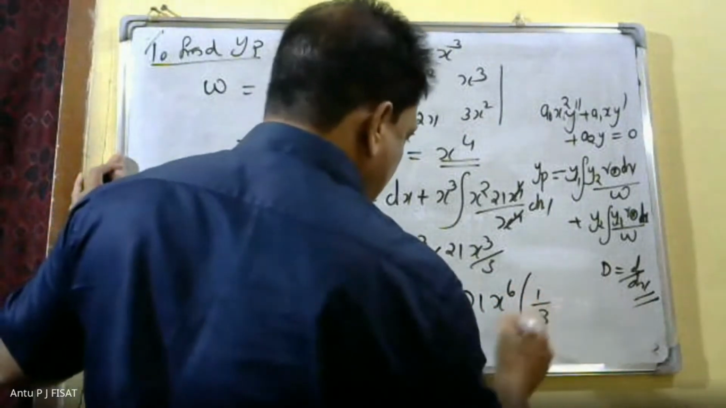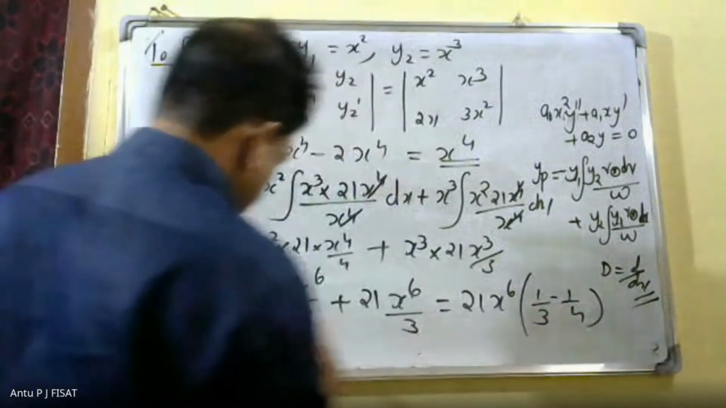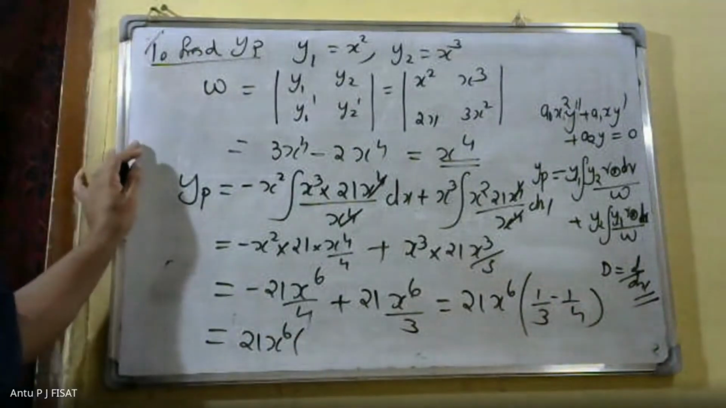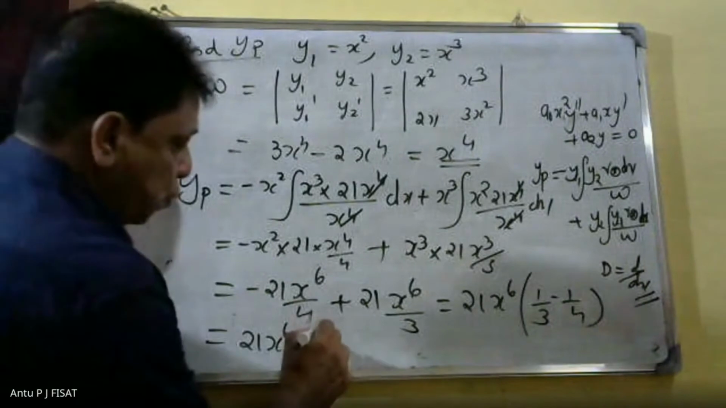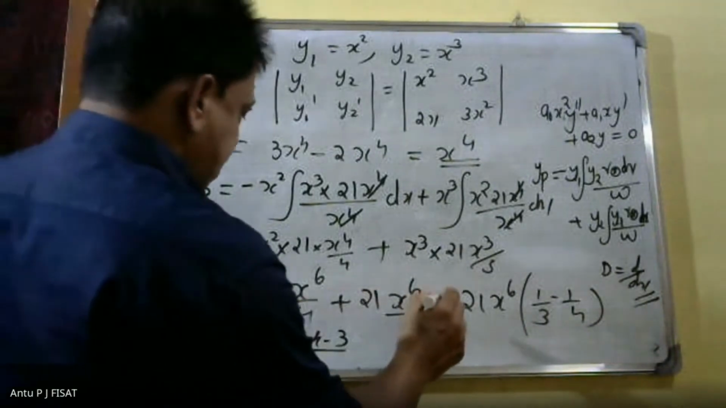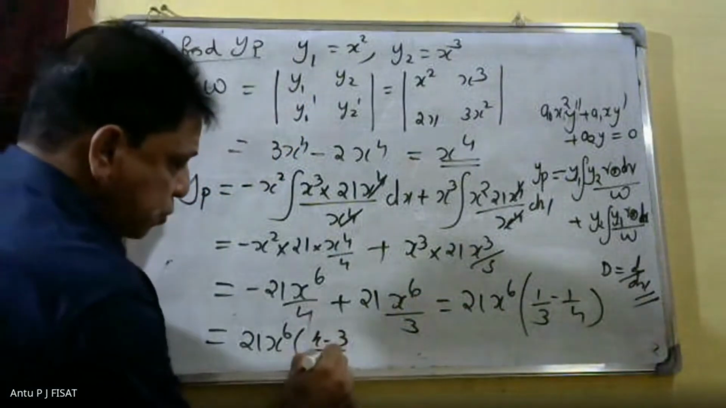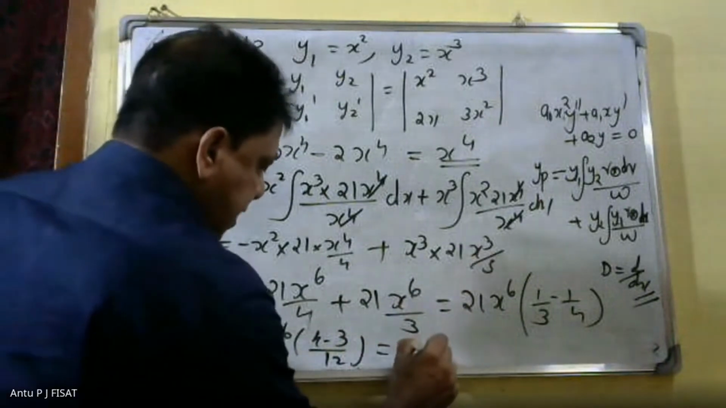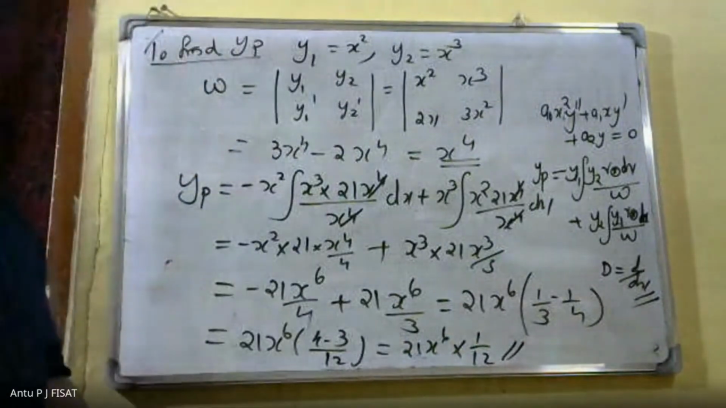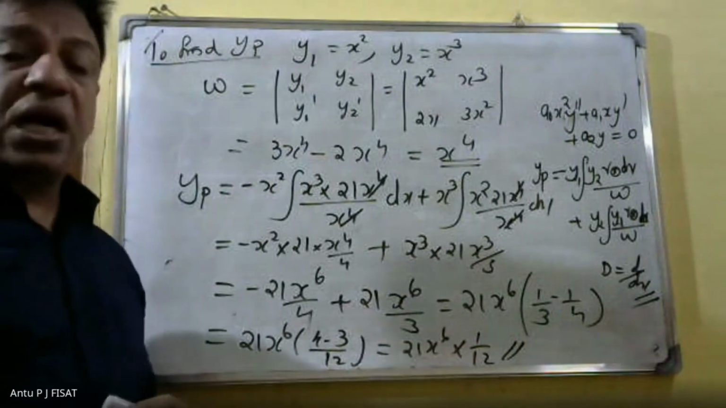Therefore, we get 1 by 3 minus 1 by 4. That is 21 x raised to 6 into 1 by 3 minus 1 by 4. 4 minus 3 by 12. Therefore, 21 x raised to 6 into 1 by 12. Therefore, the final answer will be 21 x raised to 6 into 1 by 12. This is the y of p.